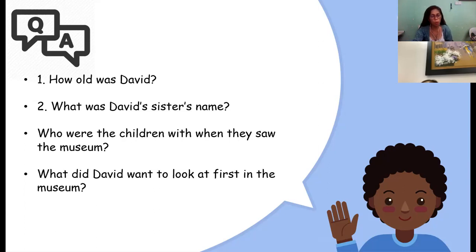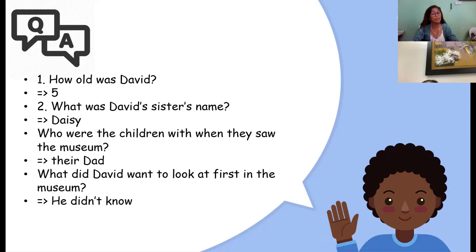Next. What did David want to look at first in the museum? What did David want to look at first in the museum? Do you know what David wants? I don't know. Okay, you don't know. Here. So next, David wants to find the answers to his questions. He has a lot of questions and he wants to find answers to them. Okay, here. So five, Daisy, their dad, and the things that he didn't know. Okay, so these are the answers to the questions.